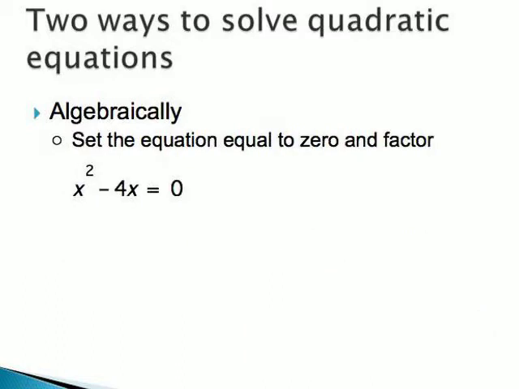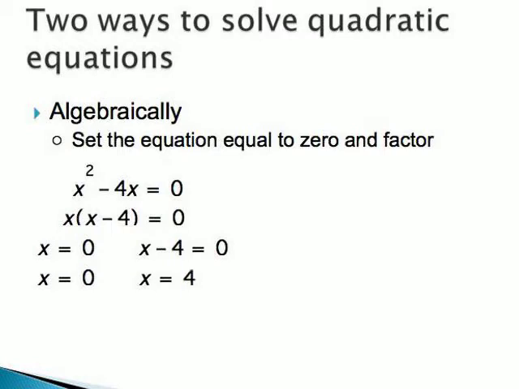The next one: set the equation equal to 0 and factor. So our problem is x squared minus 4x equals 0. Factor it by finding the greatest common factor. So x is common to both terms. Once you've factored the equation, you can use the zero product property, set each factor equal to 0, and solve.